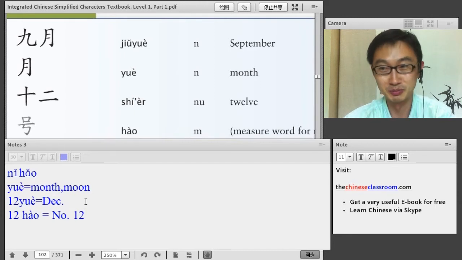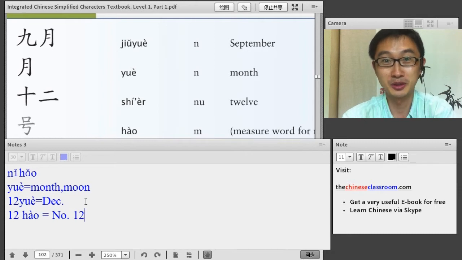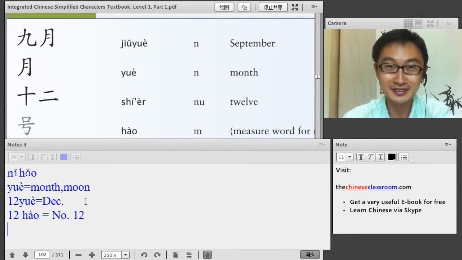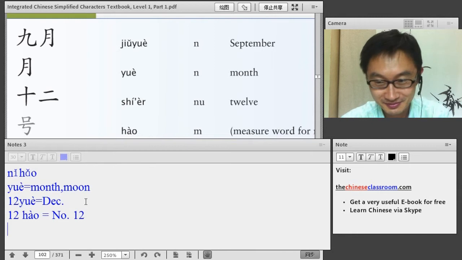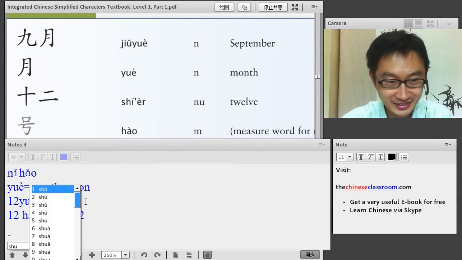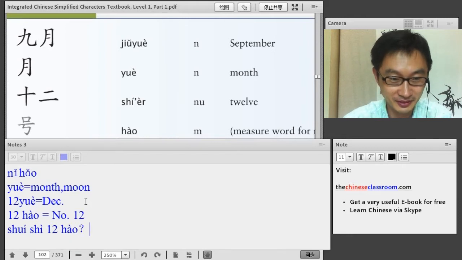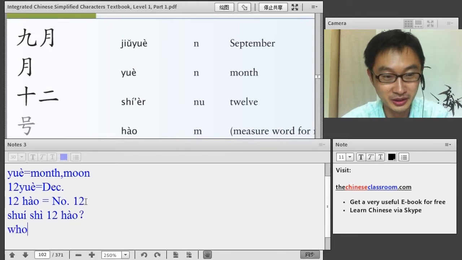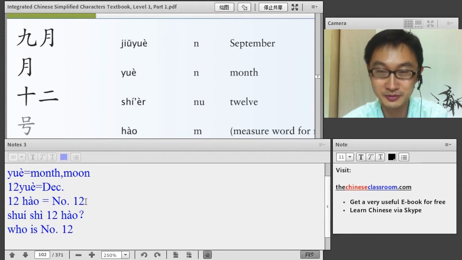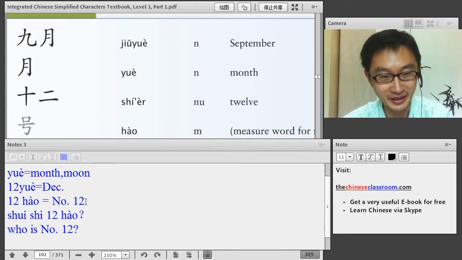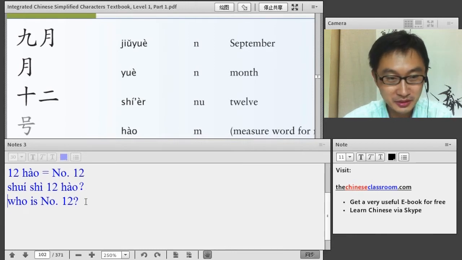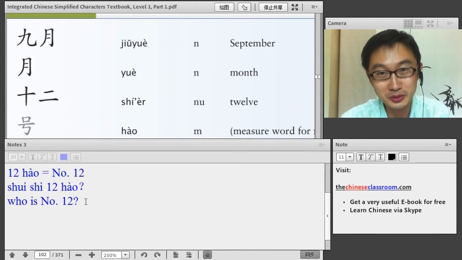Or sometimes maybe the speaker got something wrong. Maybe a lady will yell, who is number 12? Okay, how do you say that? Who is number 12? You will say this. 谁是12号? Okay, literally, 谁 is who, 是 is, and 12号 is number 12. Also, you use this number 12 for dates.